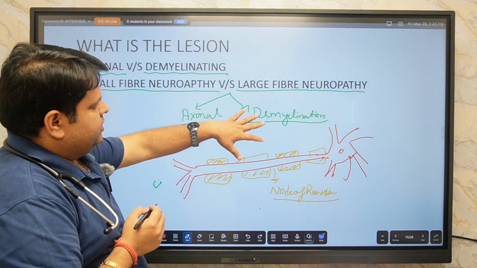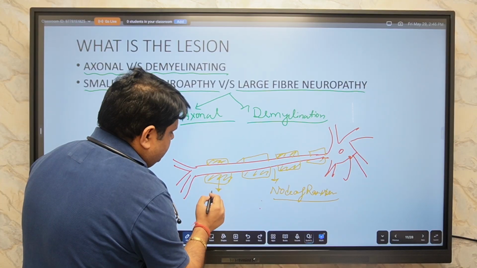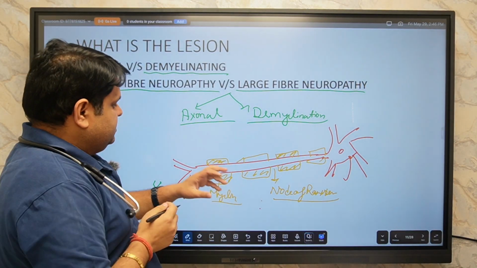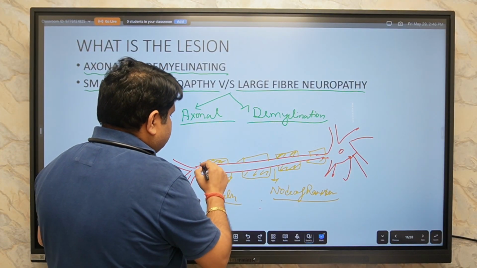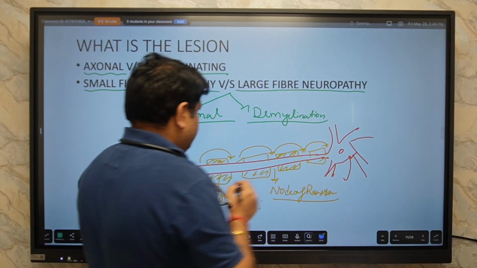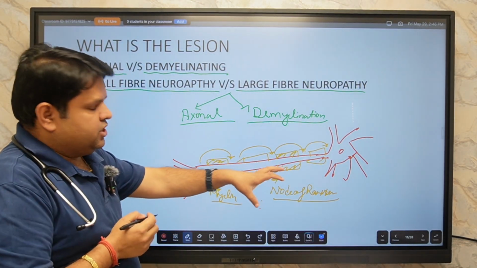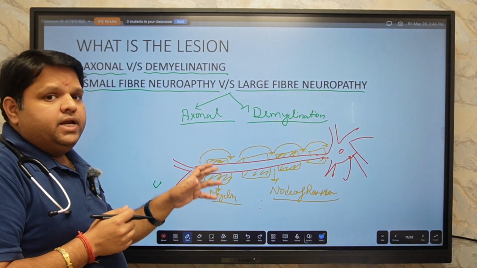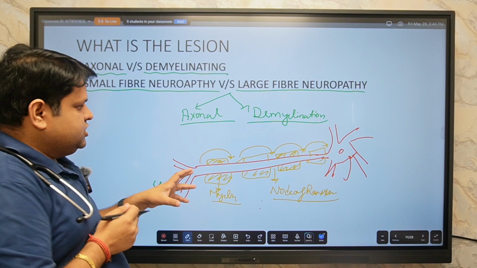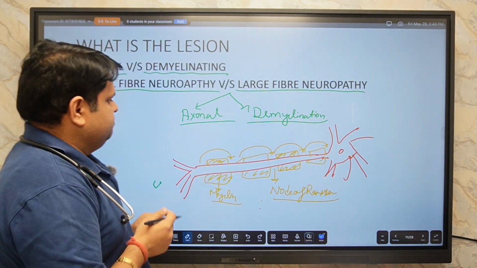So in the case of demyelination, what happens? This is the myelin sheath. What is the role of the myelin sheath? We will discuss. The role of the myelin sheath is to provide fast conduction through the node of Ranvier, in motor fibers and in fibers of the posterior column, carrying sensations like joint position, vibration sensation, and proprioception. So basically, the role of the myelin sheath is to give fast conduction.